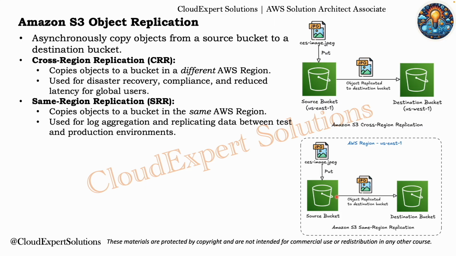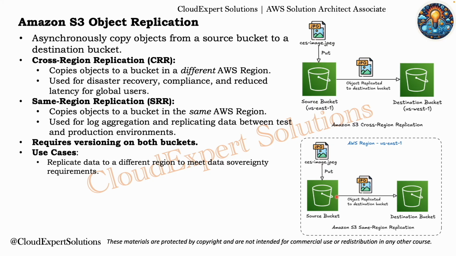You must remember that to configure S3 object replication, both the source and the destination bucket must have versioning enabled such that the replication can work. And now let's quickly review the use cases. To start with disaster recovery, maybe your primary region is down and if you have a replicated copy in your other region, then you can use that copy for your disaster recovery.